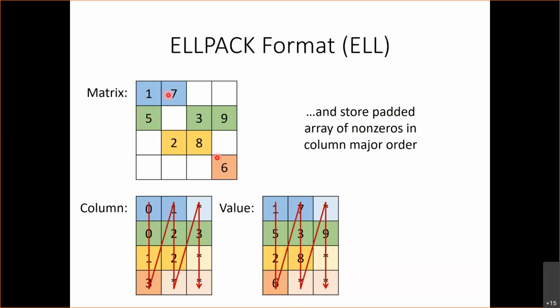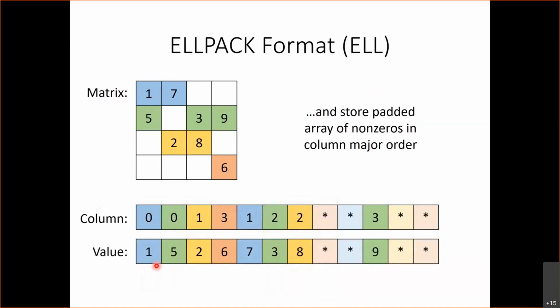Then we're taking the second element of each row and putting them next to each other in memory. Then the third element of each row, etc. So if we flatten this array, it's going to look like this. Here I'm going to have the first element of each row, and then the second element of each row, and then the third element of each row, etc.